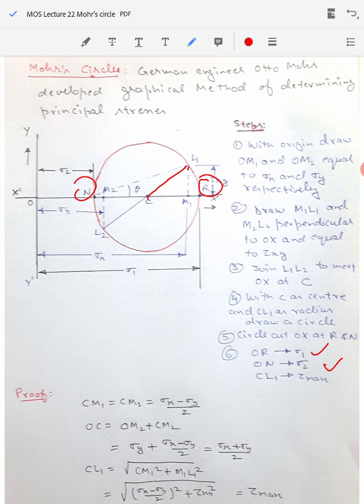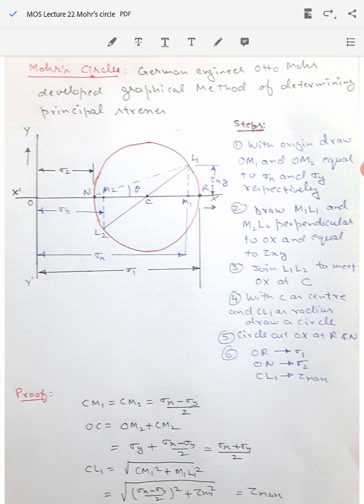So we will find that OR is this much centimeter. You convert it back to the megapascal using the scale that you have chosen, and so you will find the value of sigma 1, and same way you can find the value of sigma 2 as shown here. So this is your sigma 1 and this is your sigma 2.